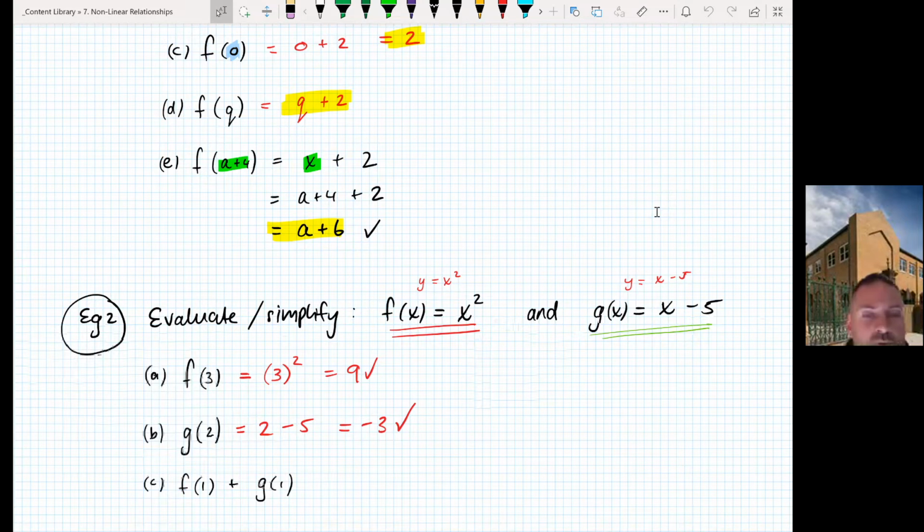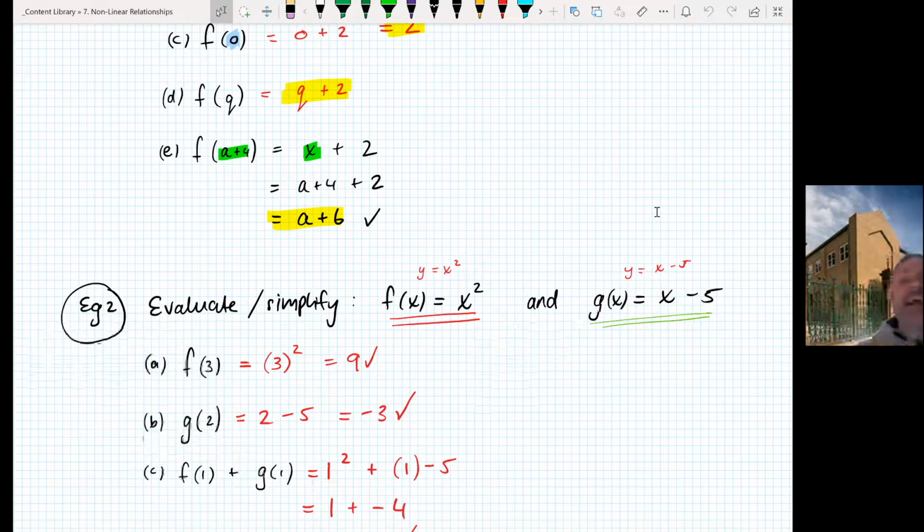So what do you reckon the last one would mean? f of 1 plus g of 1. Well, f of 1 would be substituting 1 into the first equation, which is 1 squared. You can put brackets, you don't have to if it's not a negative value. Plus g of 1, I'm going to put 1 minus 5. Again, you can put brackets, you don't have to. 1 minus 5. Now, I'm going to simplify. 1 squared is 1. 1 minus 5, that's negative 4. And 1 minus 4, of course, is negative 3. And that's now my value.